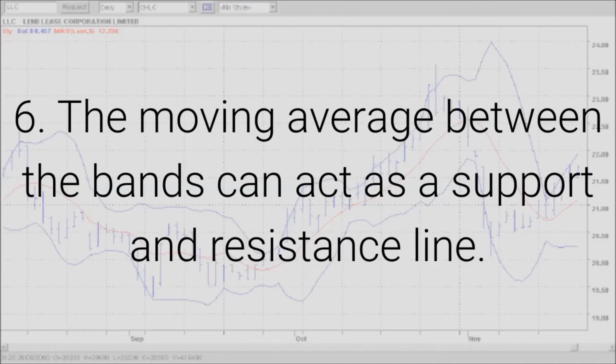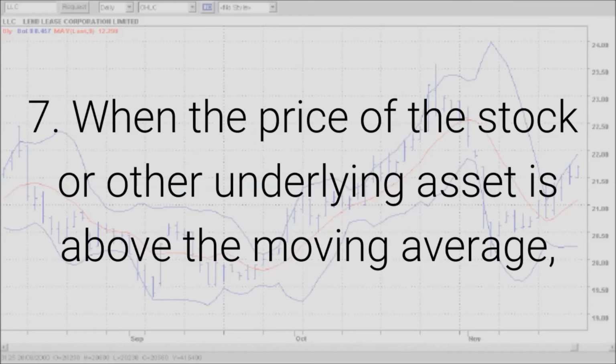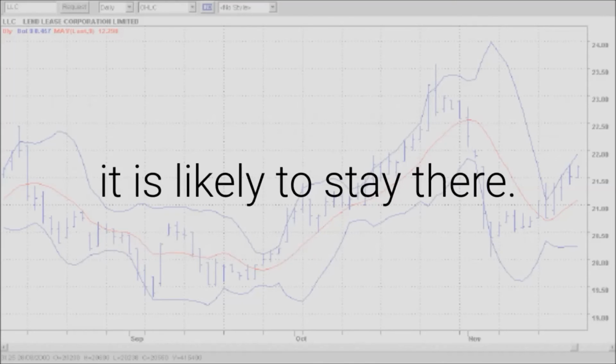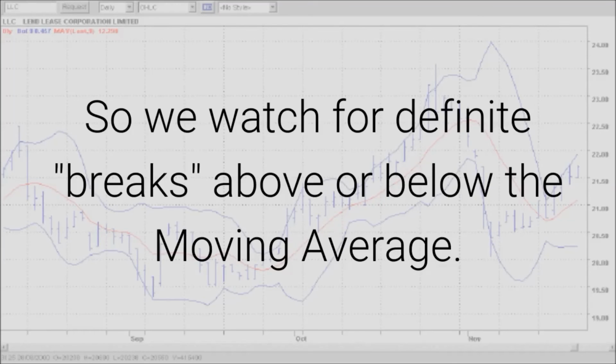Number 6. The moving average between the bands can act as a support and resistance line. Number 7. When the price of the stock or underlying asset is above the moving average, it is likely to stay there. So we watch for definite breaks above or below the moving average.